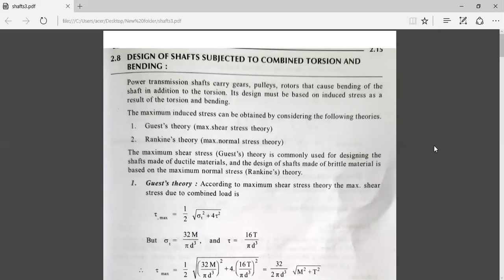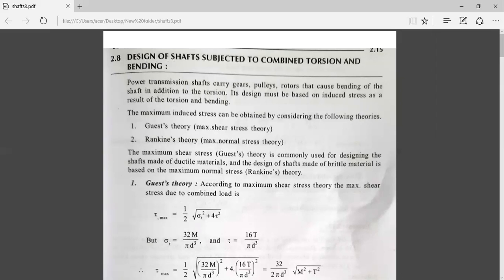And I am again repeating, designing a shaft is nothing but designing the diameter of the shaft, within the allowable stresses, and the loads, forces, torques and power requirement acting on the shaft. Based on this data, we are designing a shaft. So there are two shafts, hollow shafts and solid shafts, right? Now coming to today's topic, design of shafts subjected to combined torsion and bending, right?